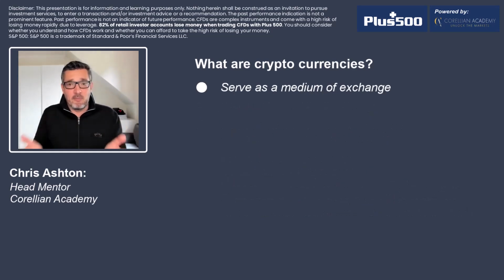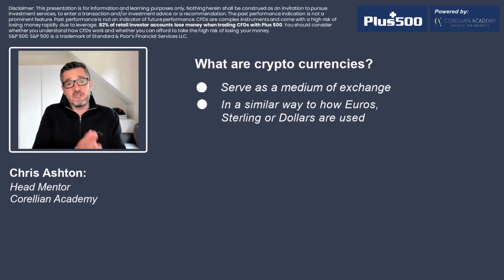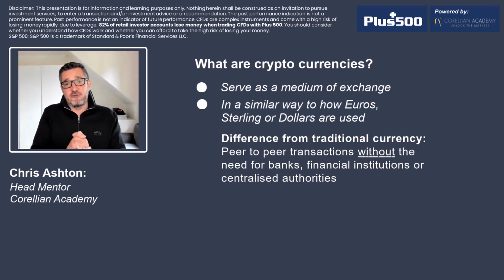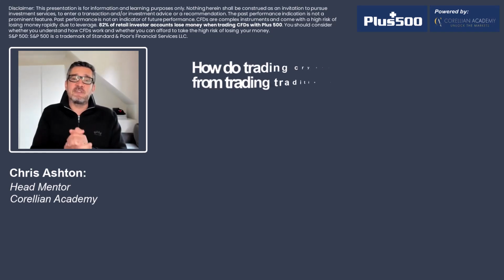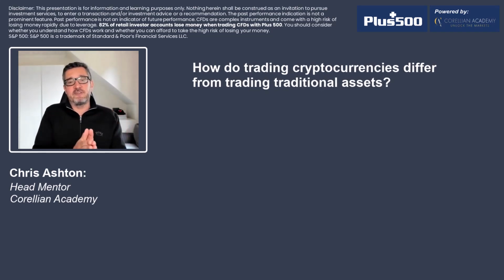Cryptocurrencies serve as a medium of exchange for goods, services, or money directly between individuals or businesses, in a similar way to how traditional currency, such as euros, sterling, or dollars, for example, can be used. The difference from this traditional currency is that cryptocurrencies enable these peer-to-peer transactions without the need for banks, financial institutions, or other centralized authorities.